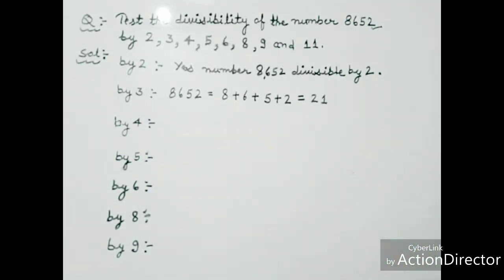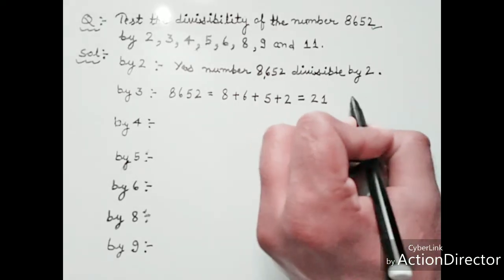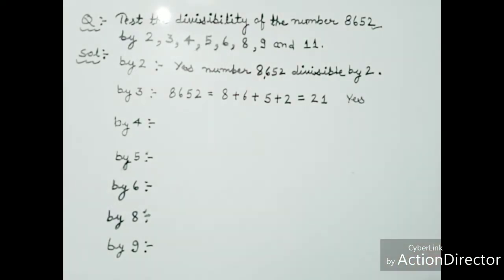And 21 is divisible by 3. 3 sevens are 21. So we say that yes, the number 8652 is divisible by 3.